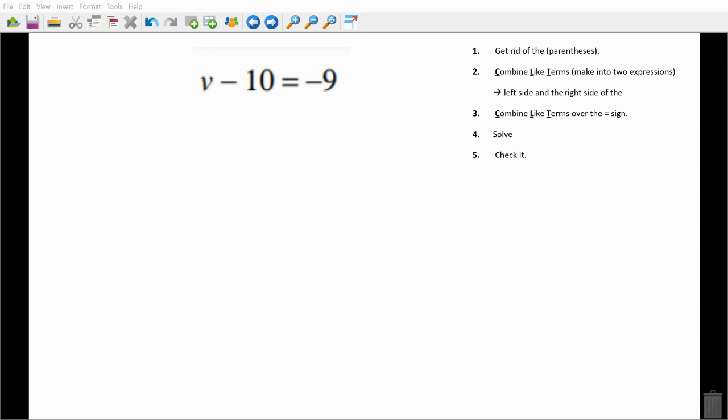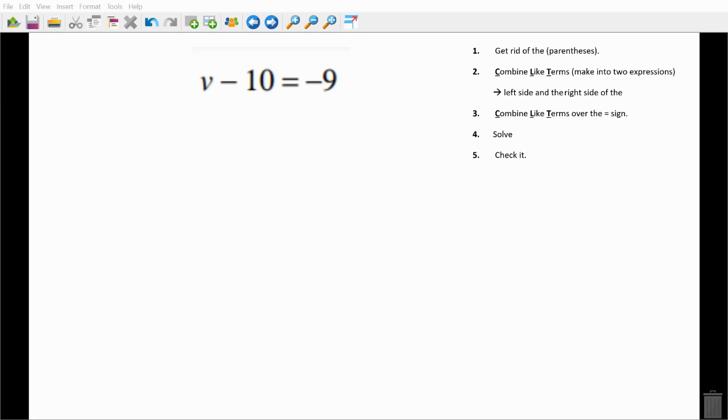All right, so we have v minus 10 equals negative 9. So some of you right now could probably just go, oh, I know the answer to this. What number subtract 10 gets me negative 9? So if you want to do the mental math, you can. However, this is algebra class, so let's do the algebra.